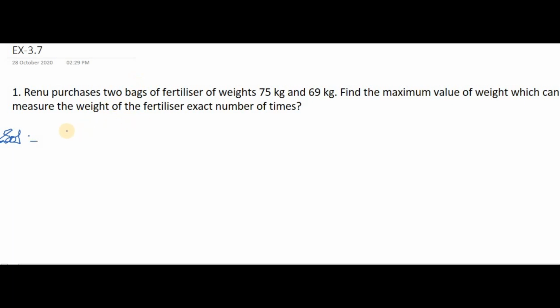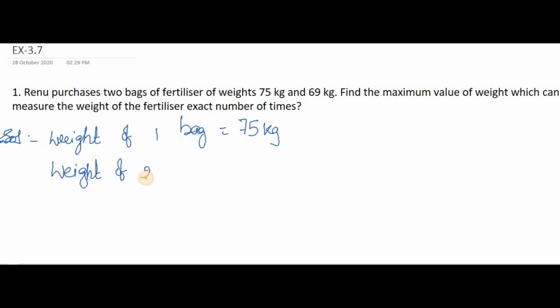Okay, so I'm writing here, weight of first bag is equal to 75 kgs. Weight of second bag is equal to 69 kgs. HCF of 75, 69. So we already know the procedure, right? So we'll just go for it.